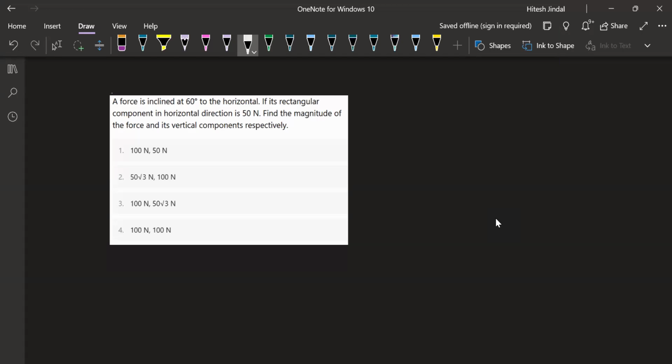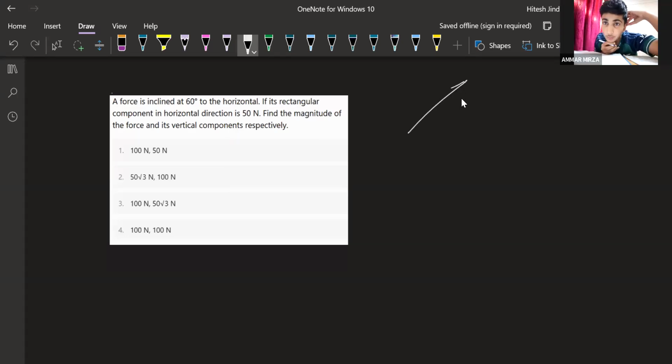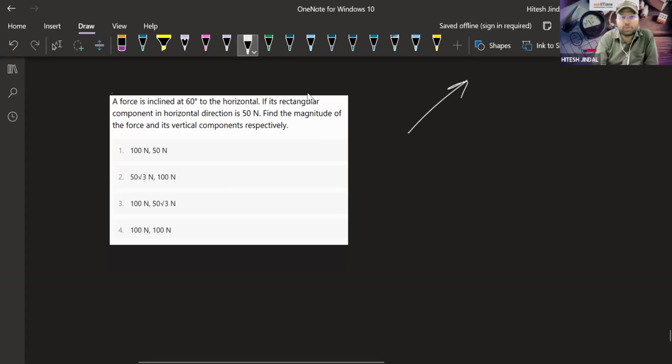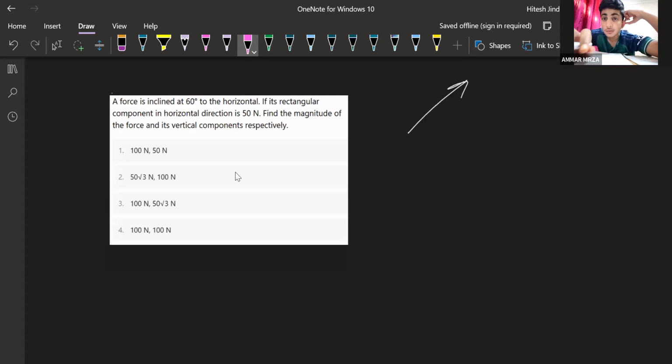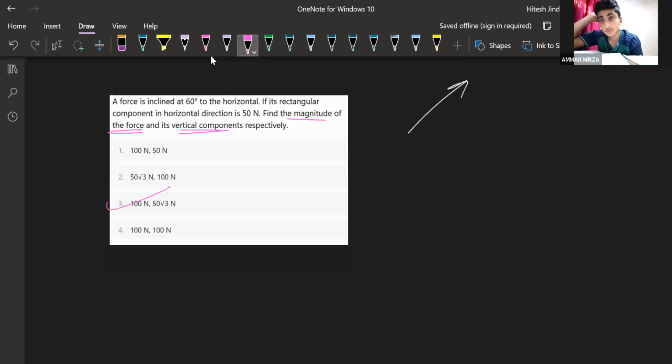Sir, if the rectangular component is in the horizontal direction, it means the x component value is 50 Newton, right? Yes, yes. So it's two. Which option, Ammar? So is it second or third? I'm confused. No, first you have to tell the force. What is the force you're getting? And what is the vertical component? Force 100 Newton. You're getting 100 Newton, right? Then it should be the third option, yes.